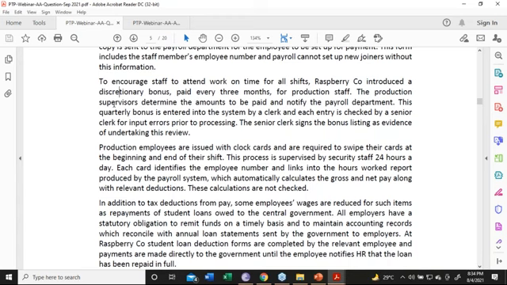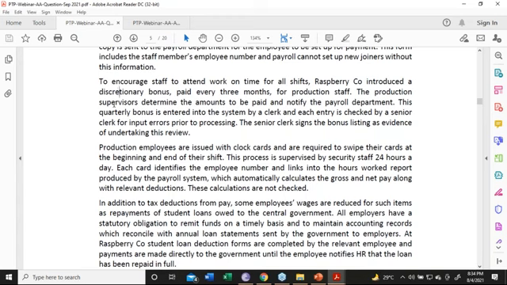To encourage staff to attend work on time for all shifts, Raspberry Company introduced a discretionary bonus paid every 3 months for production staff. Okay, there is a bonus and that bonus is discretionary. Discretionary bonus means it is not according to a certain policy. The production supervisor determines the amounts to be paid and notifies the payroll department. Is there any key control or a poor control over here?